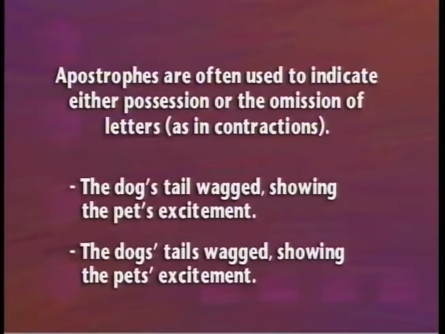Apostrophes are often used to indicate either possession or the omission of letters, as in contractions. The dog's tail wagged, showing the pet's excitement. The dogs' tails wagged, showing the pets' excitement.